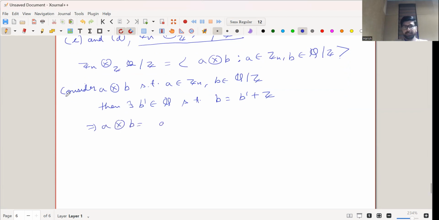A tensor B is nothing but you are tensoring A with an element of the form B' plus Z, where B' is an element of Q, right? So this Q is a rational number and A is an element of Zn. So again you do the same thing. You multiply this B' plus Z by n and divide it by n. Then you can take this n here. So this will be just B' upon n plus Z.